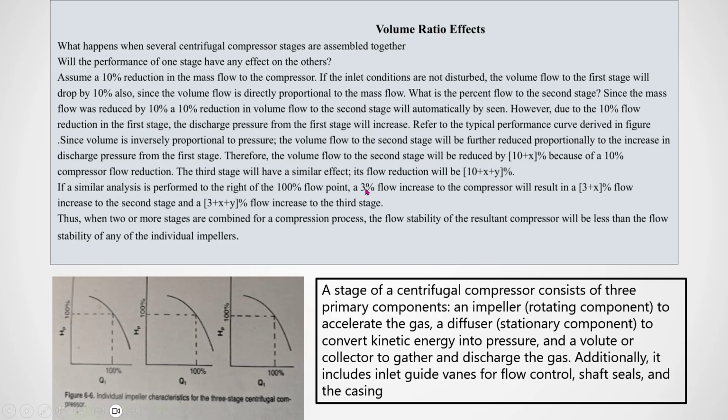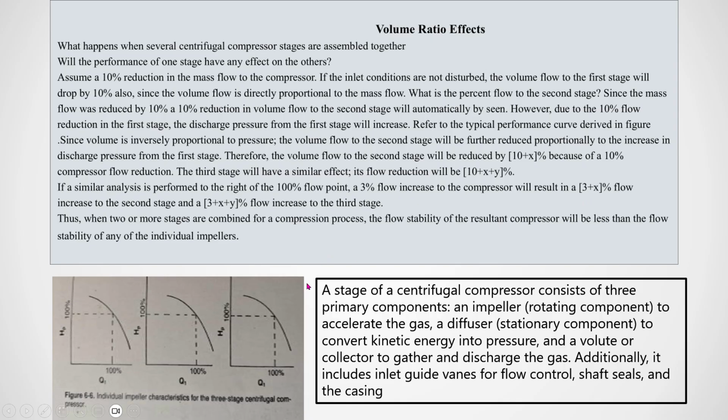If you increase the flow by 3%, what will happen? The second stage volumetric flow will also increase by 3%, because the volumetric flow and mass flow are proportional to each other when other conditions are the same. But due to the increase of volume flow in the first stage, there will be a pressure drop, and when the pressure drops, the volume will increase further by x. So the second stage flow will go to 3 plus x.